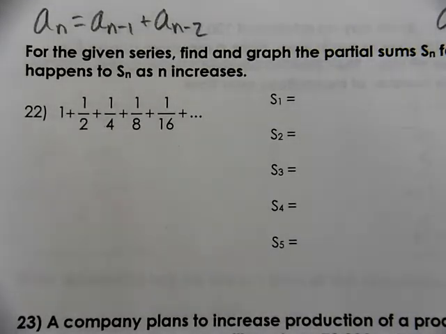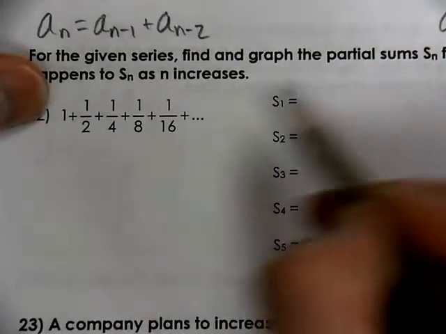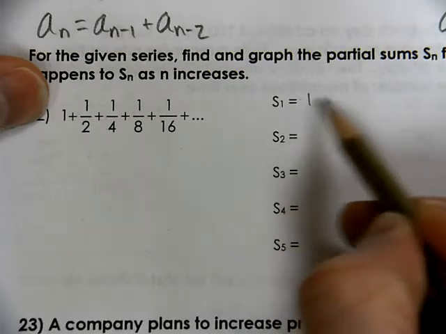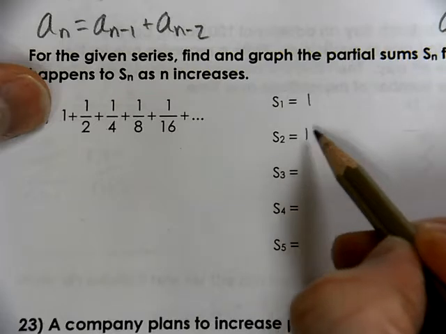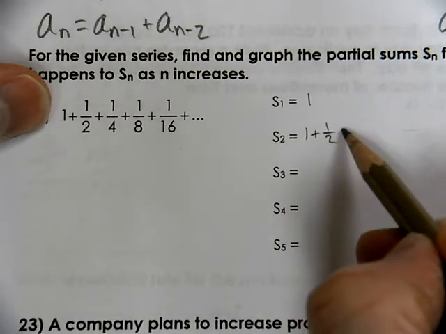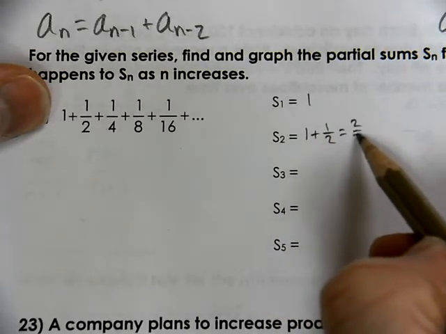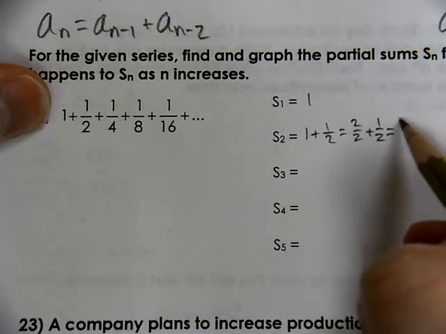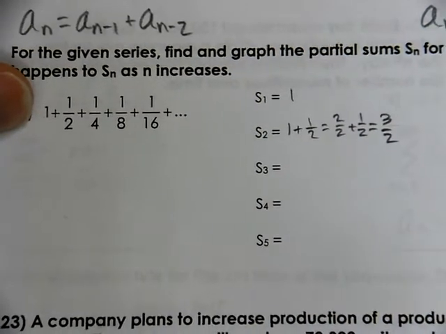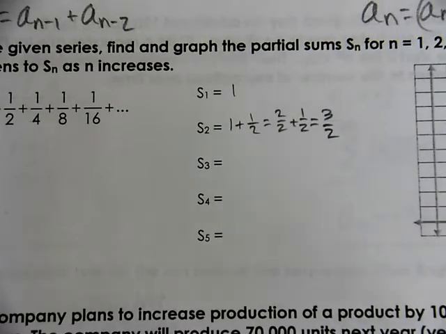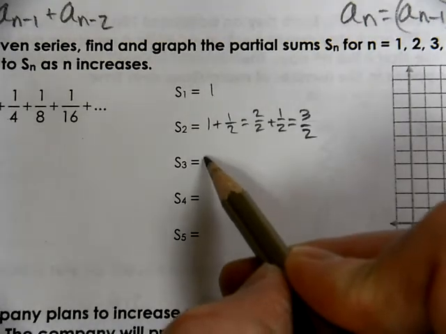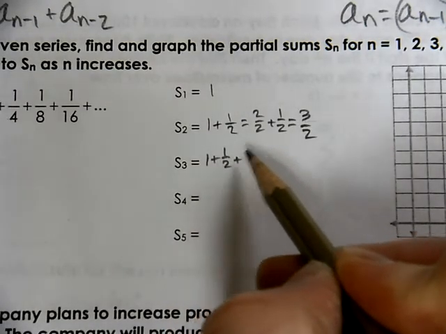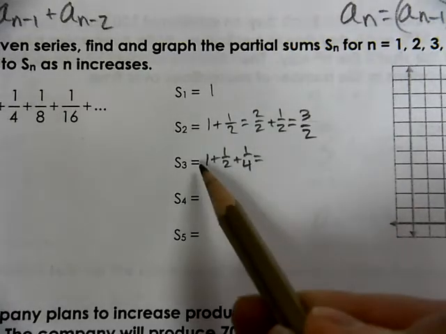For the given series, find the graph and partial sums. So to do partial sums, we're going to take the 1. That's the only thing we do. So for the first term, we put a 1. Then we're going to say 1 plus a half. So that would be 2 over 2 plus 1 over 2 gives us 3 over 2. And then we're going to take the 1/4. So we're going to take the 1, the 1/2, the 1/4. We're going to add them up.